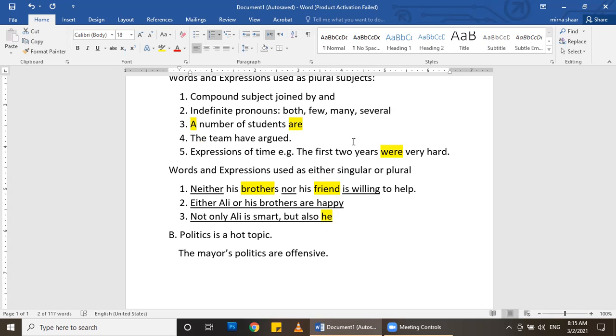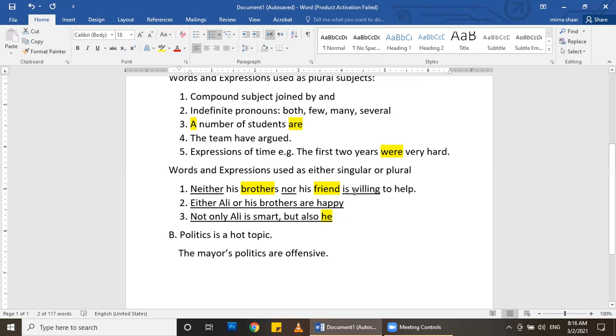But if I said the first 2 years "was" very hard, it means that the same action occurred in both years. For example, the first 2 years was hard because we had coronavirus, meaning that both years were considered as one unit. But if I want to tell you that they are not one unit, and I'm going to talk about each and every year by itself, I consider it as plural.